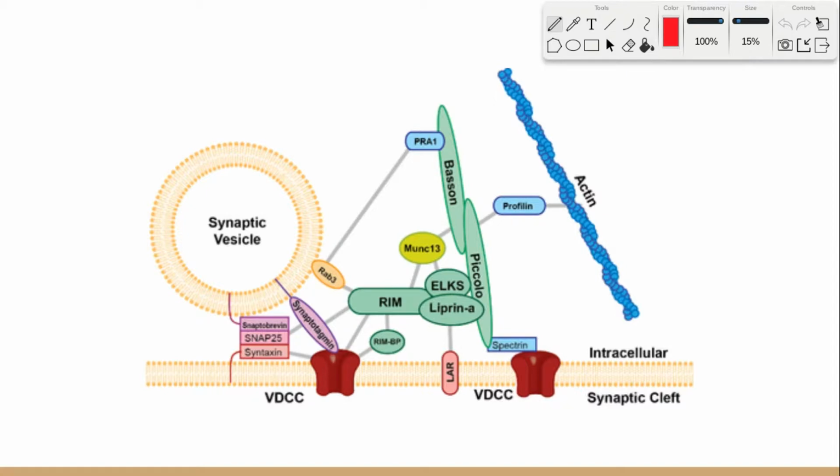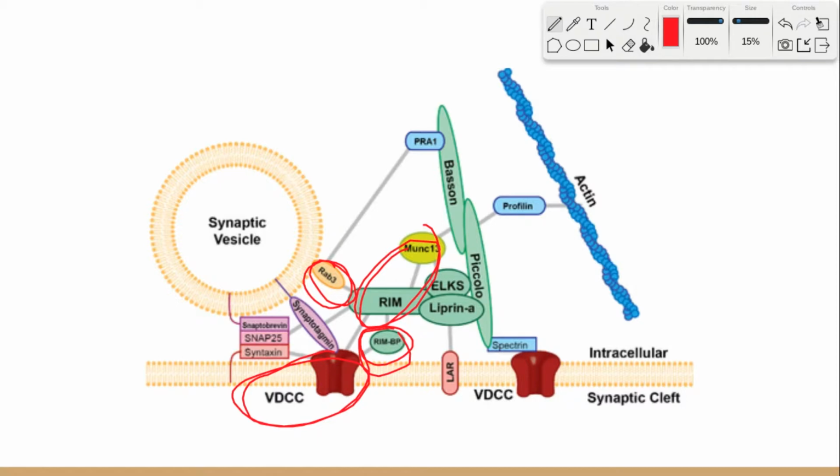This is just another look at our active zone that has all the same players. Again, this RIM MUNC13 complex and RIM binding protein are critical for nucleating all these different proteins at the active zone. And they do this by binding RAB3. RAB3 sets up this entire process. And they ultimately are putting the synaptic vesicle in close proximity to our voltage-dependent calcium channel.